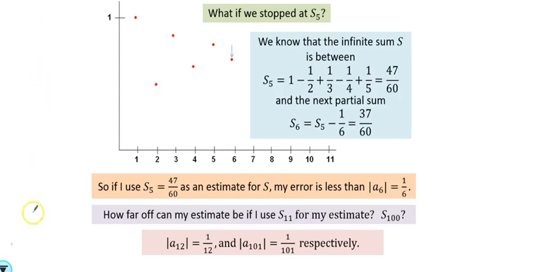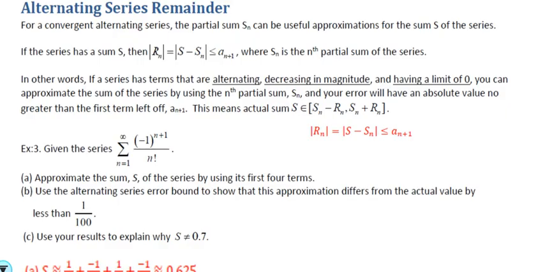I'm going to jump into our packet, which is page number 14, alternating series remainder. Let's talk about the vocabulary words. Remainder is the same as error. How far we have to go so that our remainder, the error, is small enough. Then the actual sum's remainder, or error, is always less than the next term.